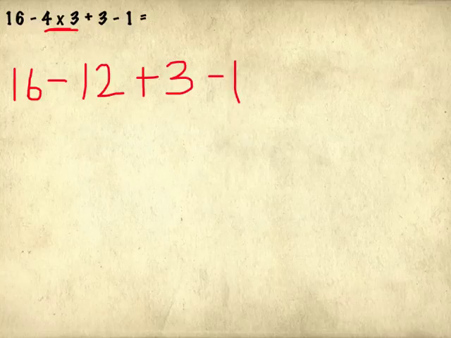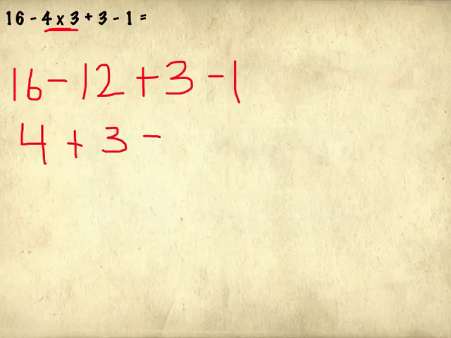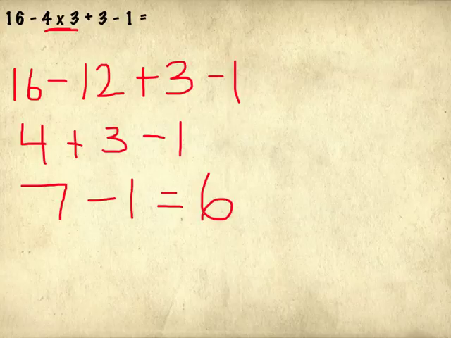No more multiplication or division. Next up is addition and subtraction. Now even though addition comes first in our little mnemonic, we have to remember subtraction comes first in the actual problem, and I'm always going to do that in order. So 16 take away 12 is 4, so I'll rewrite that as 4 plus 3 minus 1. Next up, 4 plus 3 is 7 minus 1, which equals 6.